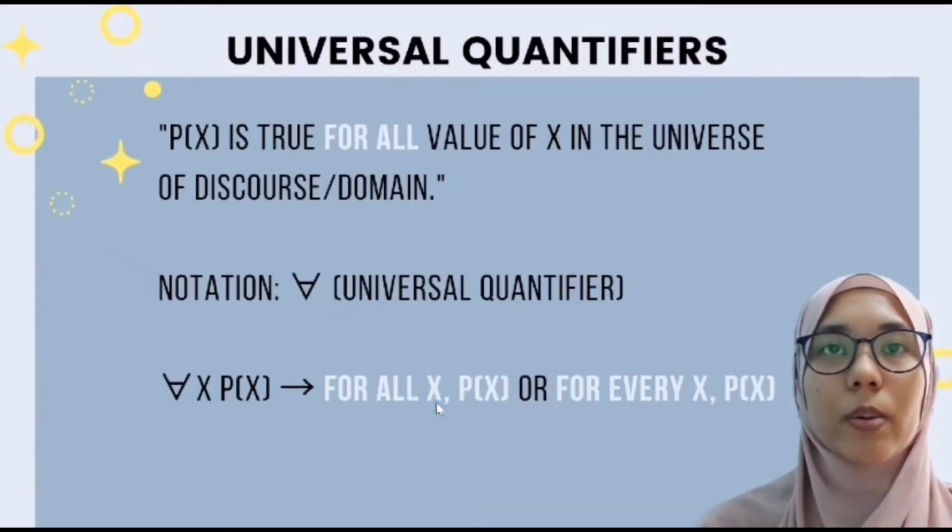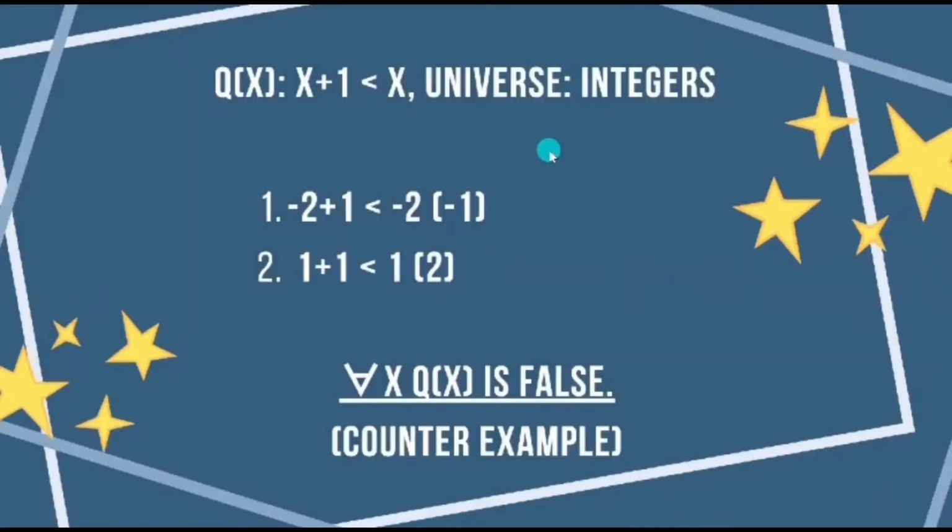Now that we have learned about the definition of universal quantifiers and its notation, we will move on and do an example for universal quantifiers. Here we have the statement Qx, where x plus 1 is less than x, and the domain consists of the set of integers. First, we can replace the x with values from the domain given. For example, first we replace x with negative 2, so the equation will be negative 2 plus 1 is less than negative 2.